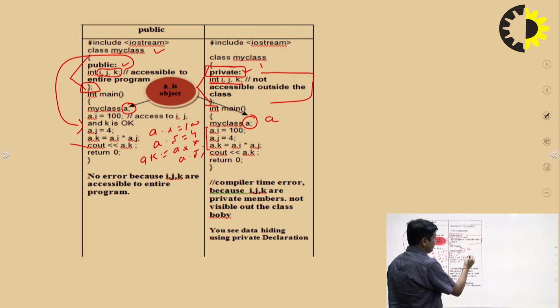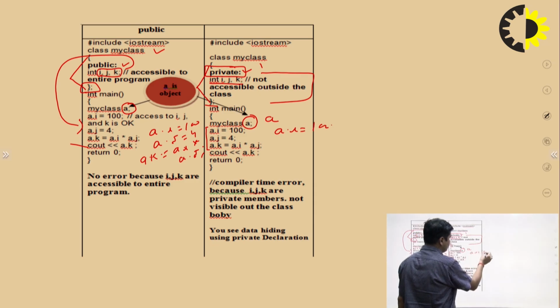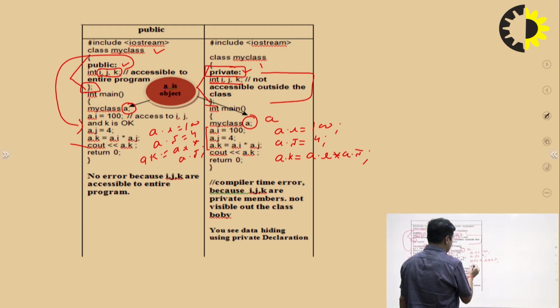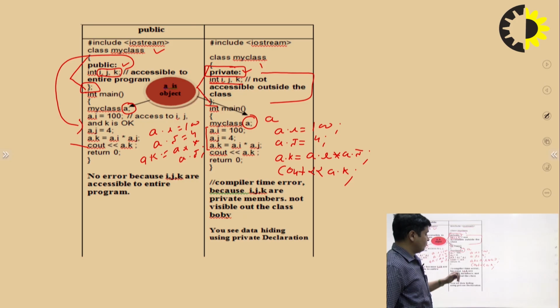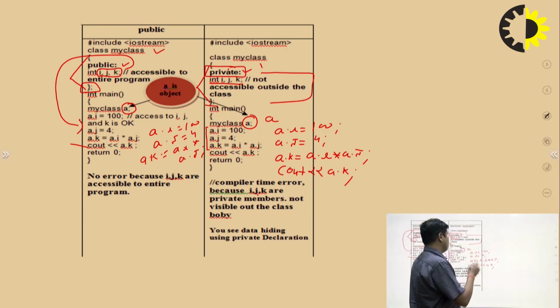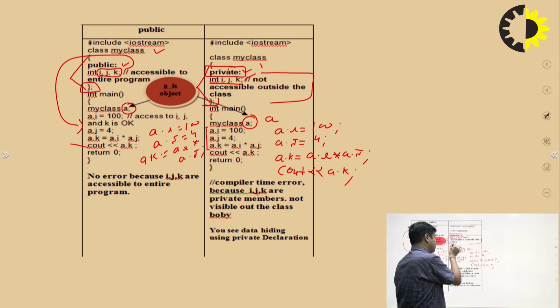Here I am going to access a dot I equal 100, a dot j equal 4, and finally a dot k equal a dot I into a dot j. And finally, I am going to print cout a dot k. You will see here, I, j and k are declared as private, so immediately I will get a compilation time error. The compiler says that because I, j, k are private members, they are not visible outside the class body. These members are declared as private, not visible outside the class body.